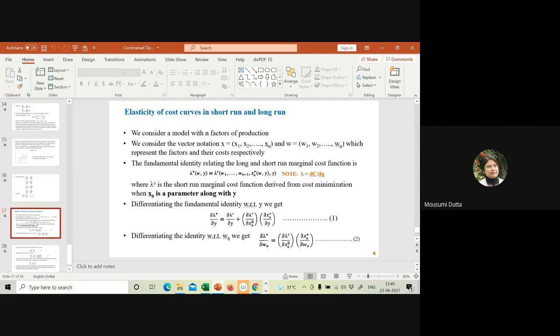One more thing I need to discuss, that is the elasticity of cost curves in the short run and in the long run. We discussed this kind of concept when we did our profit maximization exercise under the unconstrained optimization technique. Can you remember we discussed this kind of thing, elasticity?